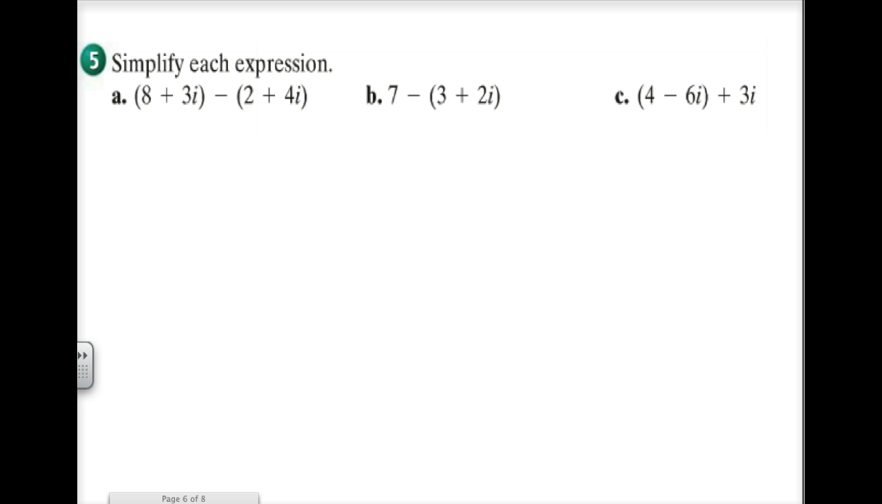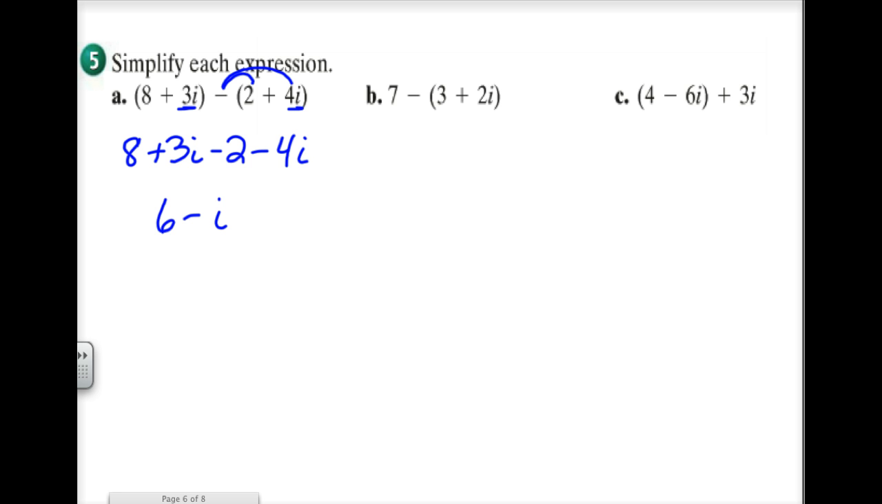Simplifying each expression, you're going to simplify them just as if you were combining like terms. The imaginary numbers can be combined, and so can the real numbers. You still need to use a distributive property to distribute that negative. So this is really 8 plus 3i minus 2 minus 4i. I'm going to combine my 8 minus 2 to get 6. 3i minus 4i gives me -i. 6 minus i, or 6 minus 1i, is the answer for letter A.